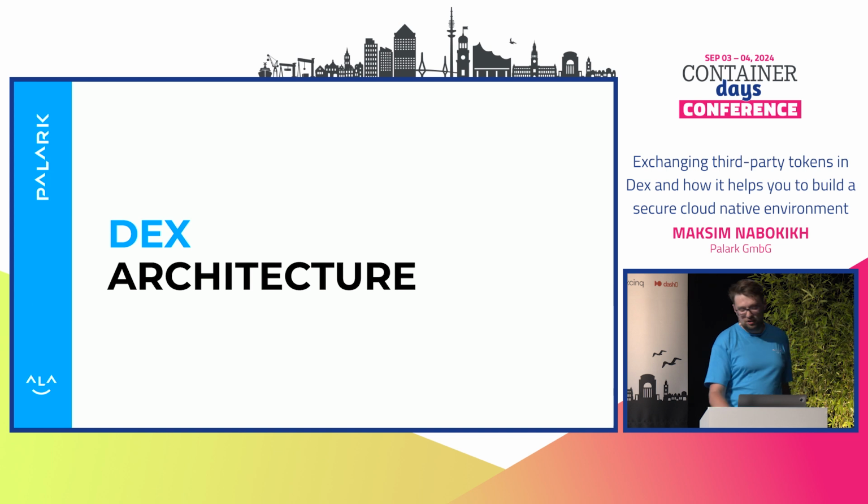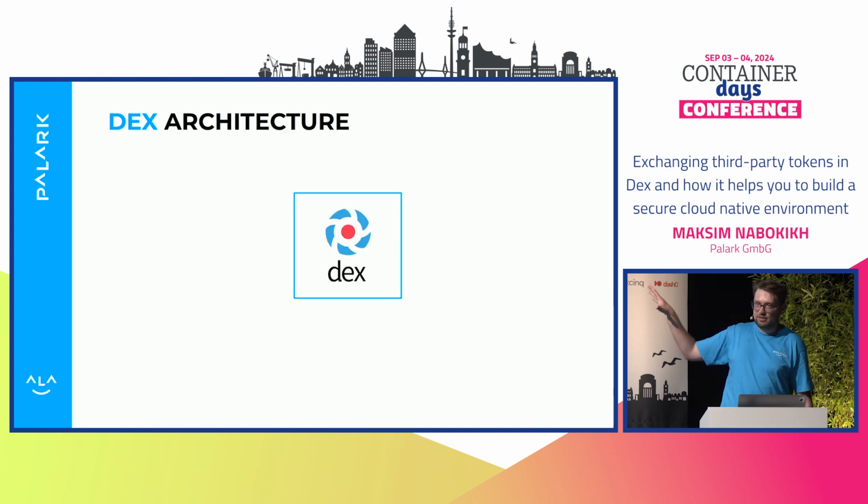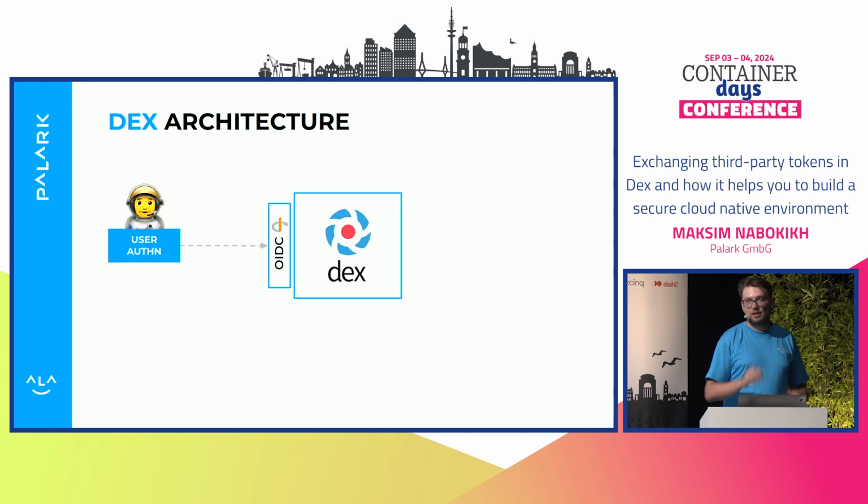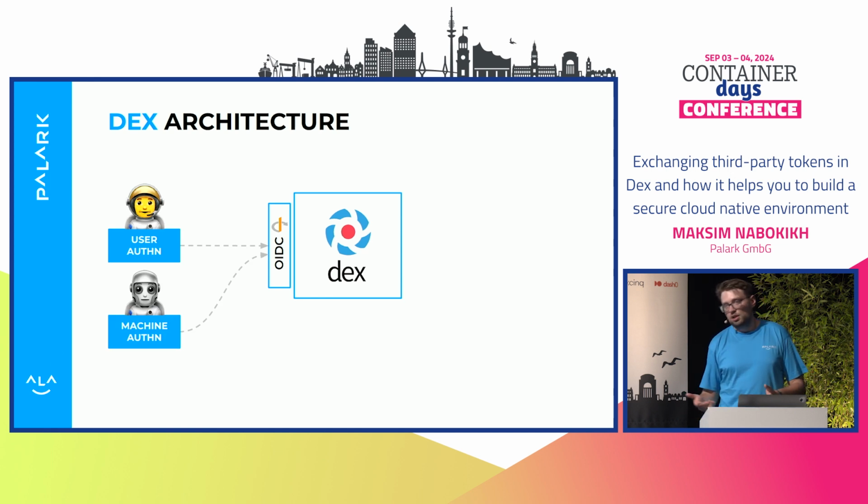A little bit about DEX architecture. In the middle, we have DEX, and the first concept is the standard OpenID Connect interface. There are a lot of OpenID Connect libraries for all the languages. You will not struggle to find one to communicate with DEX. And we can authenticate users using the authorization code flow, or we can also authenticate machines using other flows like the password flow, device code flow, or the token exchange that we'll be discussing today.